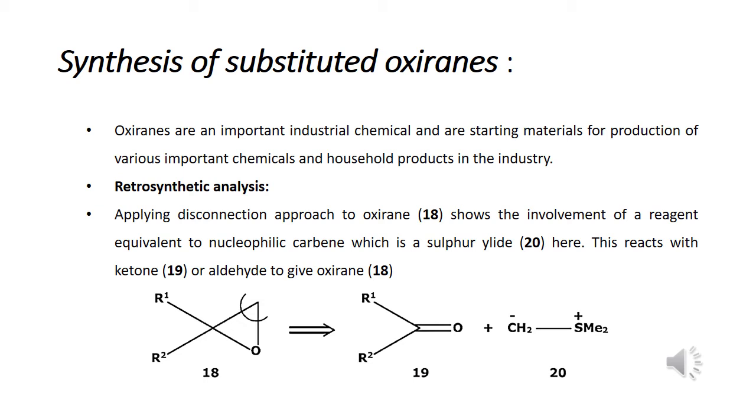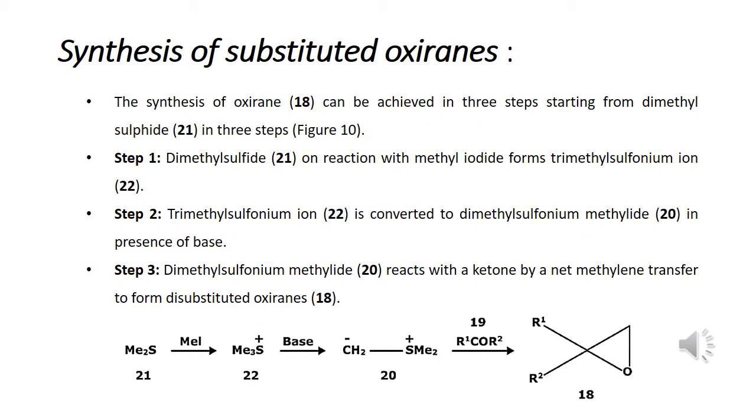Applying the disconnection approach to oxirane, that is structure 18, shows the involvement of a reagent equivalent to a nucleophilic carbene, which is a sulfur ylide that carries both positive and negative charges on the same compound. This reacts with the ketone, that is structure 19, or aldehyde to give oxirane, that is structure 18 again. So this is the retrosynthetic analysis for substituted oxirane. After the retrosynthetic analysis, the synthesis of substituted oxirane is given.